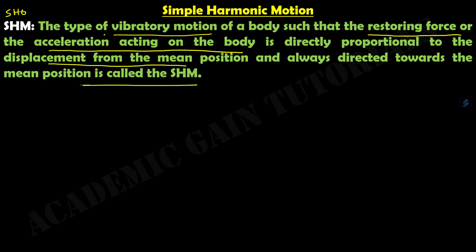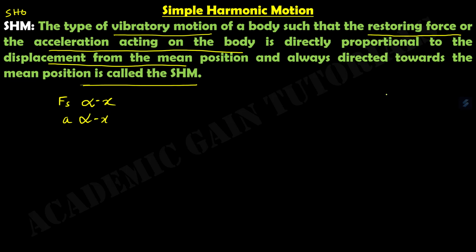So it says that the acceleration acting on the body or the restoring force, suppose we represent this restoring force as F of S, or our acceleration is A, is directly proportional to the displacement from the mean position. Suppose we represent this displacement as X. So A is also proportional to X. The displacement is from the mean position and always directed towards the mean position. That's why we will add a minus sign to our displacement.